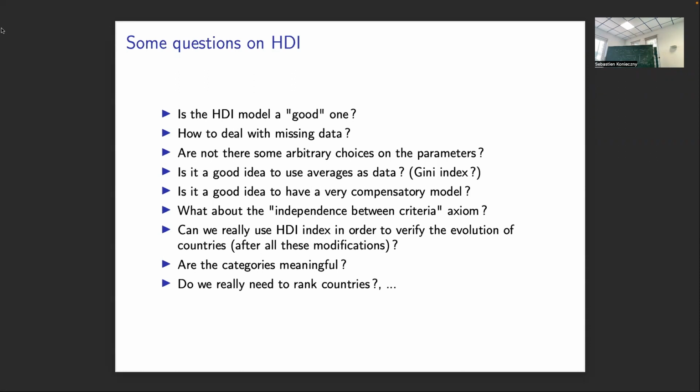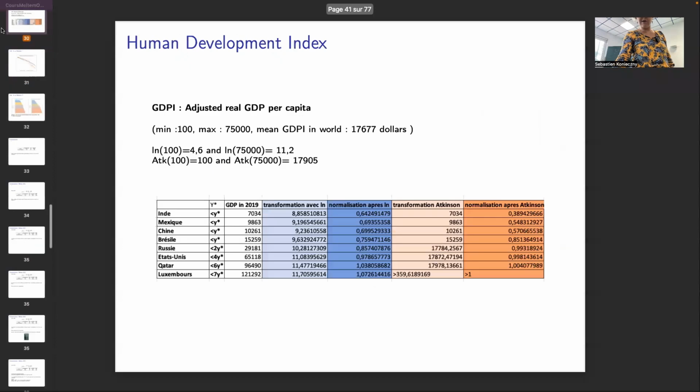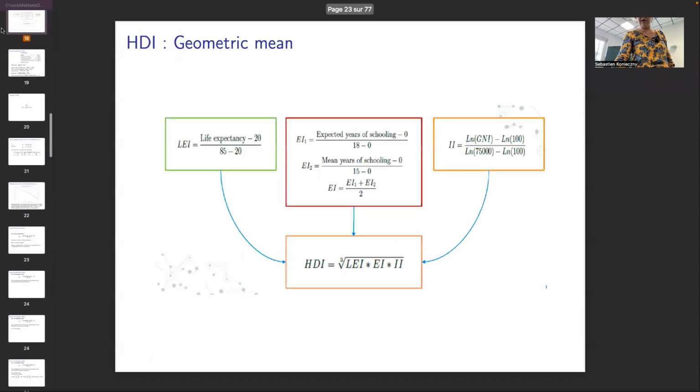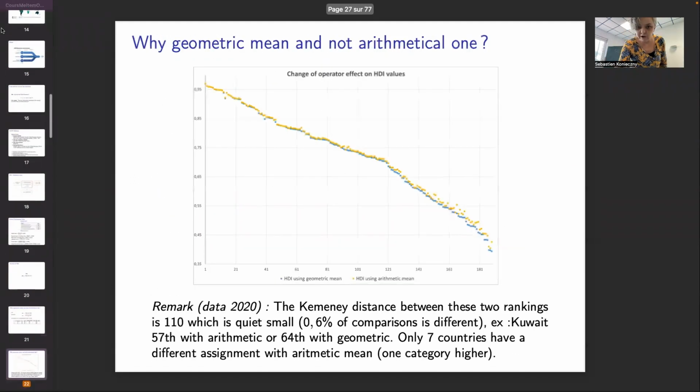Are the categories meaningful? We didn't talk about the categories, but remember that they have 4 categories here. And how they make these categories, remember, is still with the data. And really, this one, I don't agree. But if I can find it, okay.